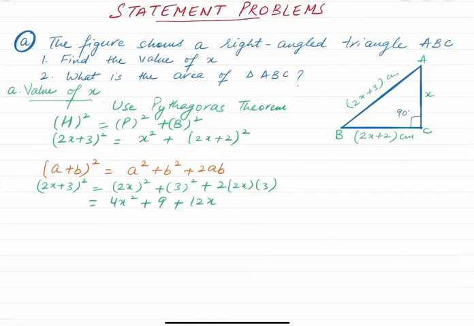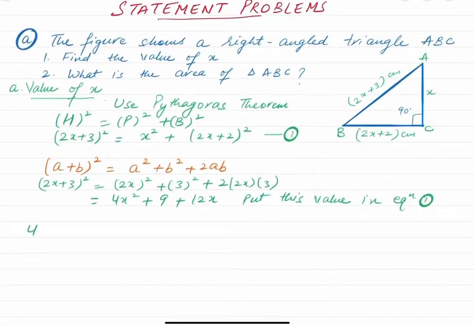Okay. So just put this value in equation number 1. We can assume the top equation, where we put the hypotenuse, perpendicular and base, as equation number 1, and we just need to put in the value. So let's put the value: 4x square plus 9 plus 12x. Similarly, we can solve the other side. The other side will be equal to x square, which will remain the same, plus (2x plus 2).